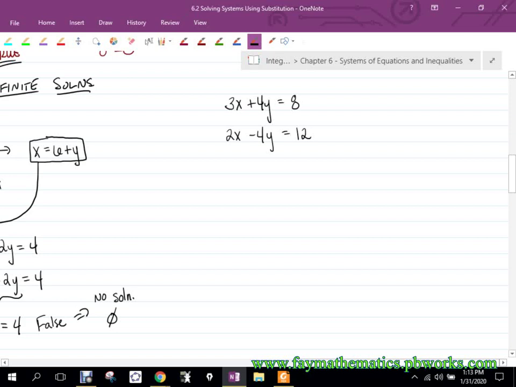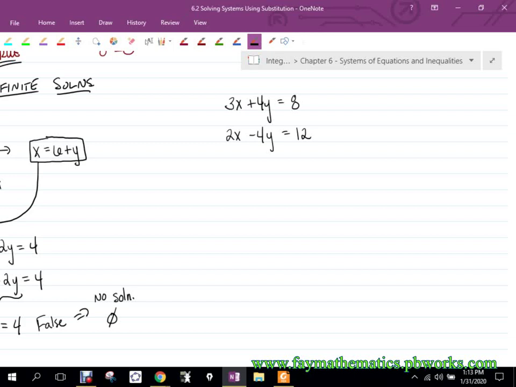If I were to solve either of those for x or for y, now the bottom one is not terrible. Can I solve that bottom one for x pretty easily? It'll give me 6 plus 2y, right? If I solve that bottom one for y, I'm going to get some fractions, positive 1/2 x minus 3. I don't like that fraction of 1/2.